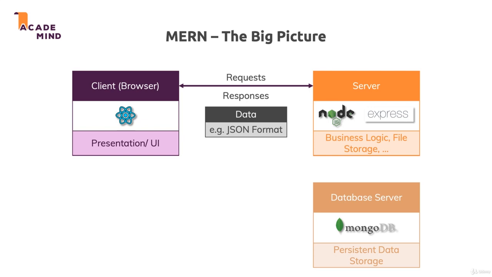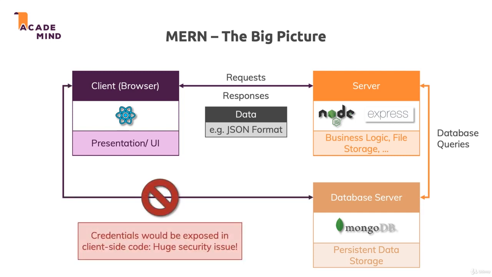Now, the important question, when we have a look at this incomplete picture here, is who's talking to the database server? And that is our Node Express application. That application sends database queries, using the MongoDB SDK or a MongoDB library to be precise, to that database server. We don't send requests from the client side directly to the database. Why? Because to send these queries, we need to include our database credentials, so the username and password to log into our database, so to say.